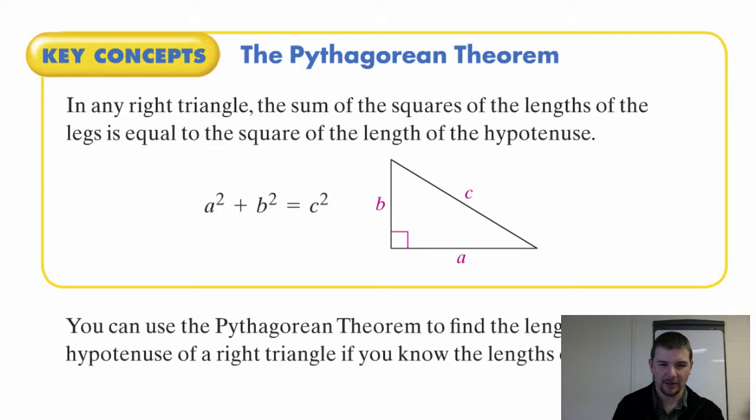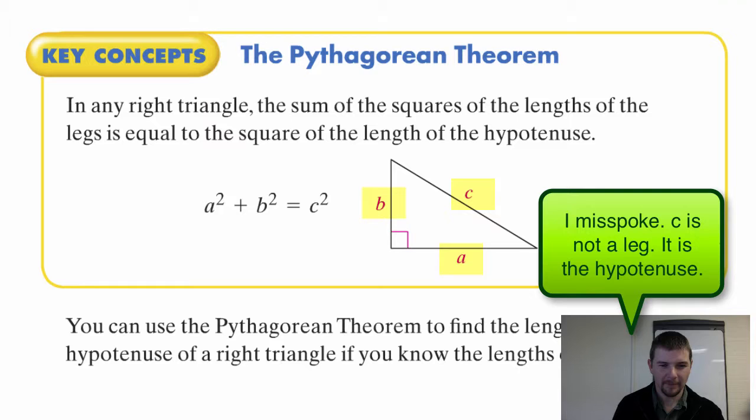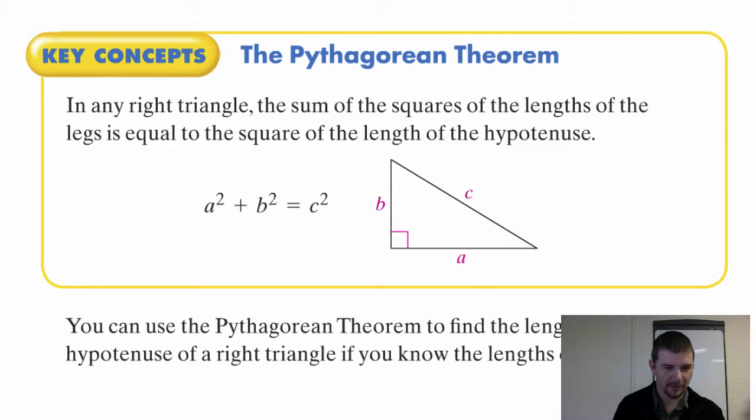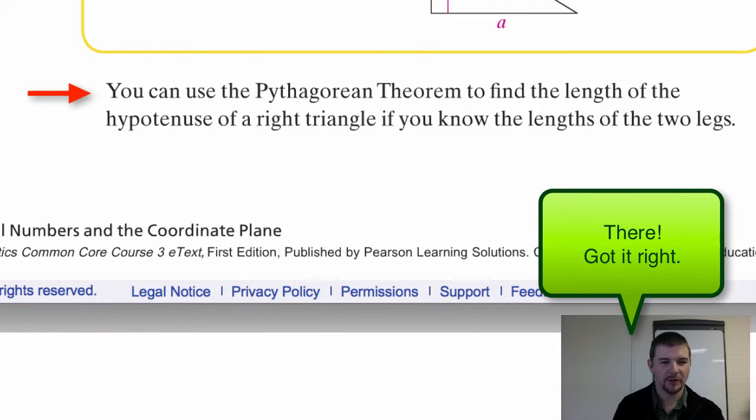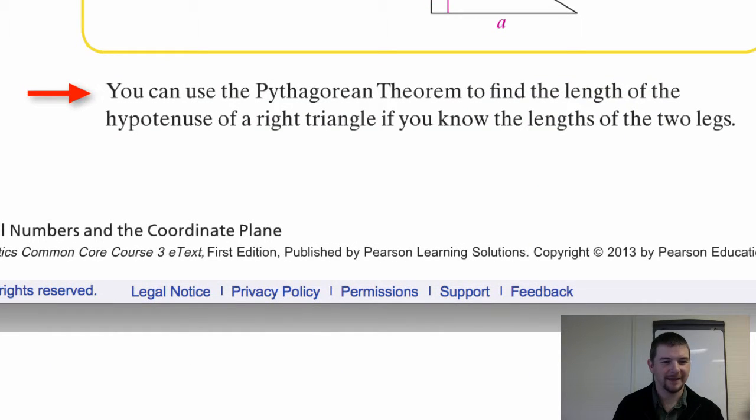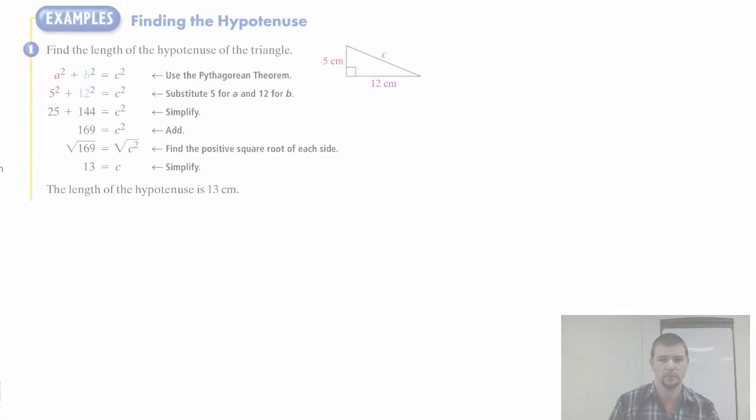The leg lengths are labeled A, B, and C, and the Pythagorean theorem is written out in equation form at the left. A squared plus B squared, note A and B are both legs of that right triangle, equals C squared, where C is the hypotenuse. You can use the Pythagorean theorem to find the length of the hypotenuse of a right triangle if you know the lengths of the two legs.